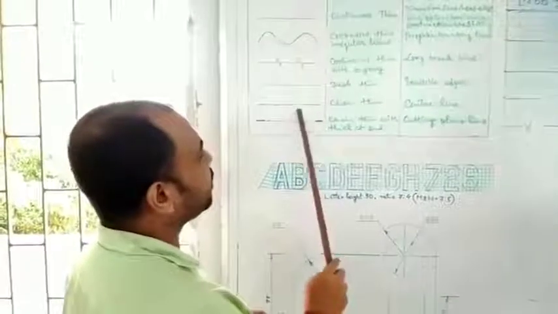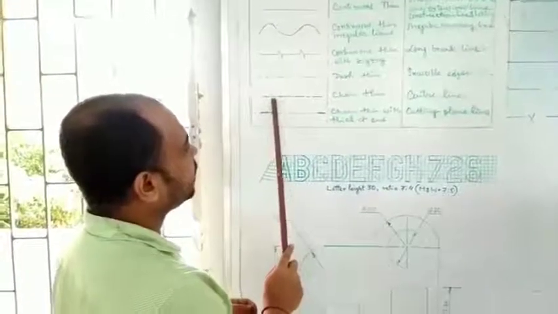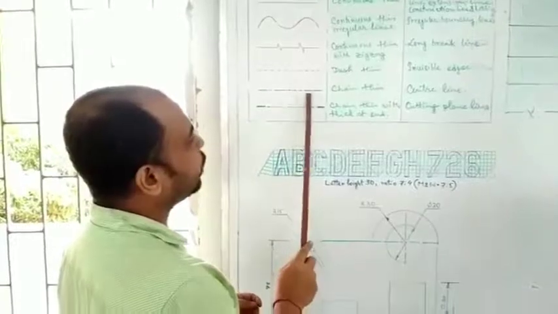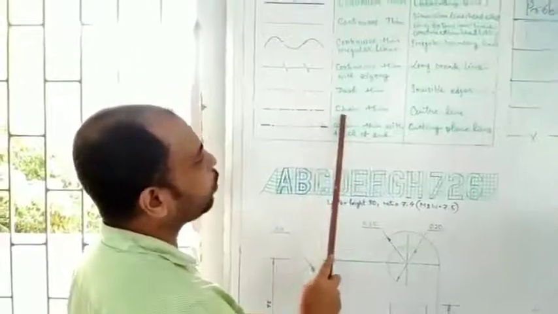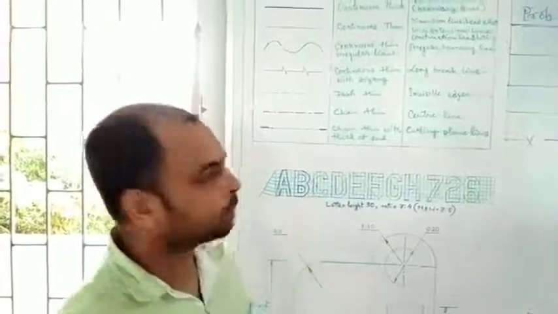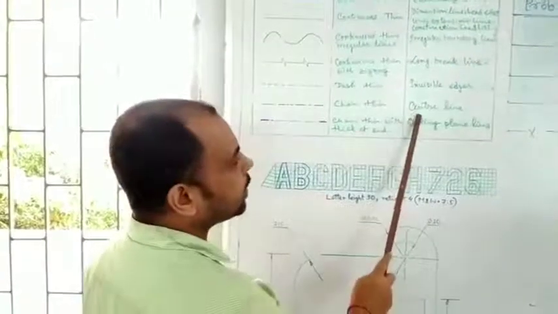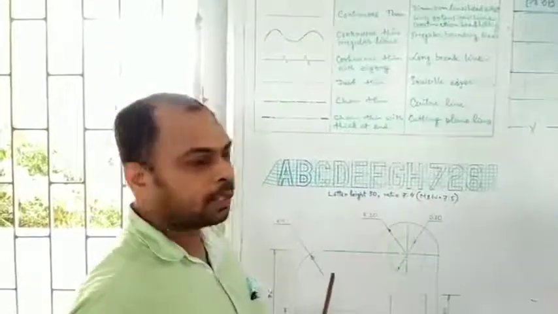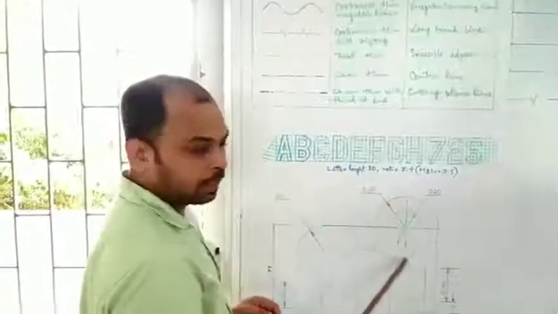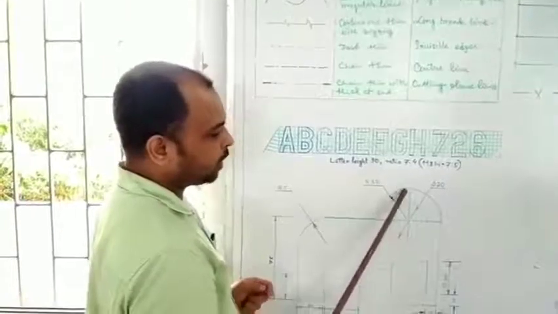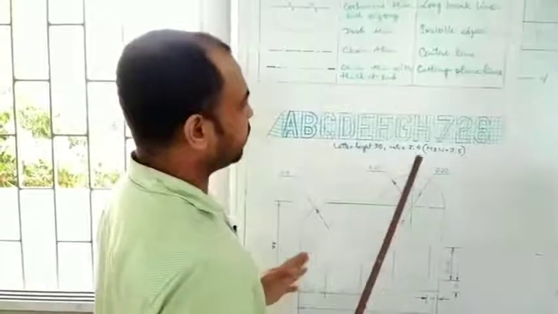Now coming to the next type of line, you can see over here, apart from having a dash, we have small lines in between the long lines. So this particular line is known as chain thin line. Now this particular line is being used to understand the center line. You can see over here, this is a circle, and to understand the center line, we have to use this particular chain thin line. So this is the center line as well.